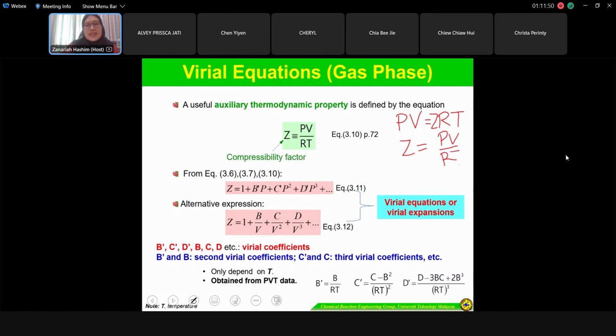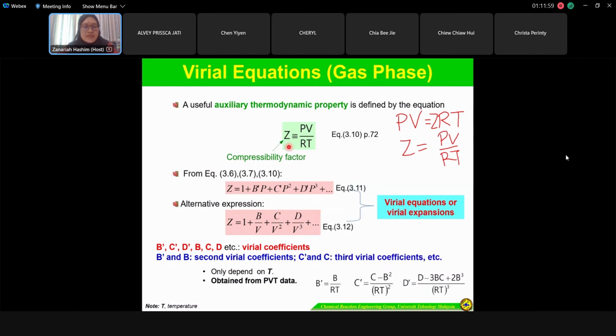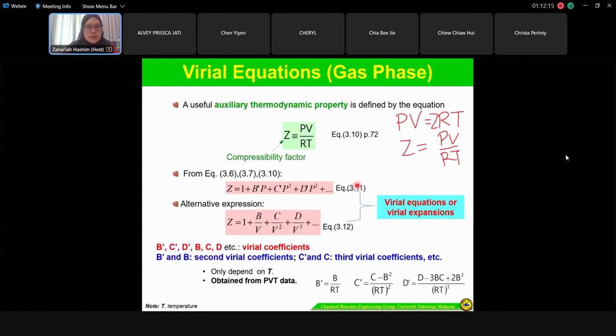And Z here is called the compressibility factor. So this is by definition. By definition, compressibility factor is defined as PV over RT. Okay, and then from the previous equation, you have the virial equation, this one here, PV equals something something. You can substitute into 3.10 to get equation 3.11. Okay, so you can express Z.